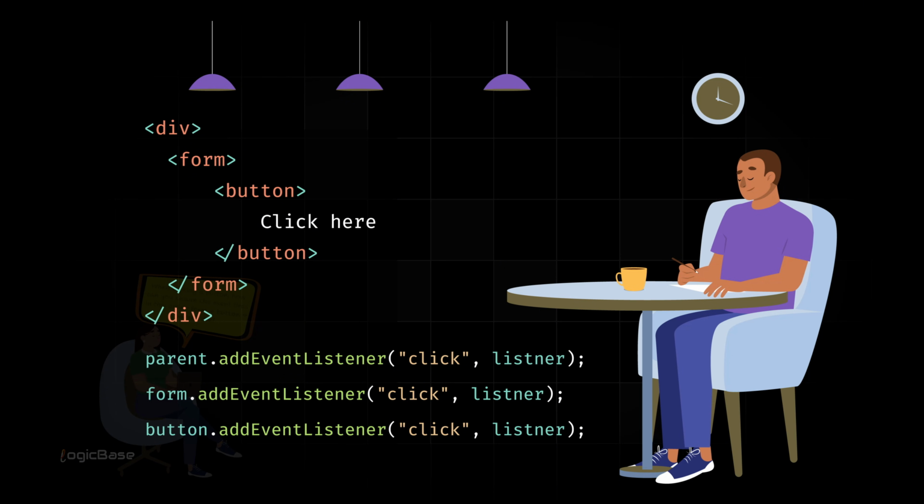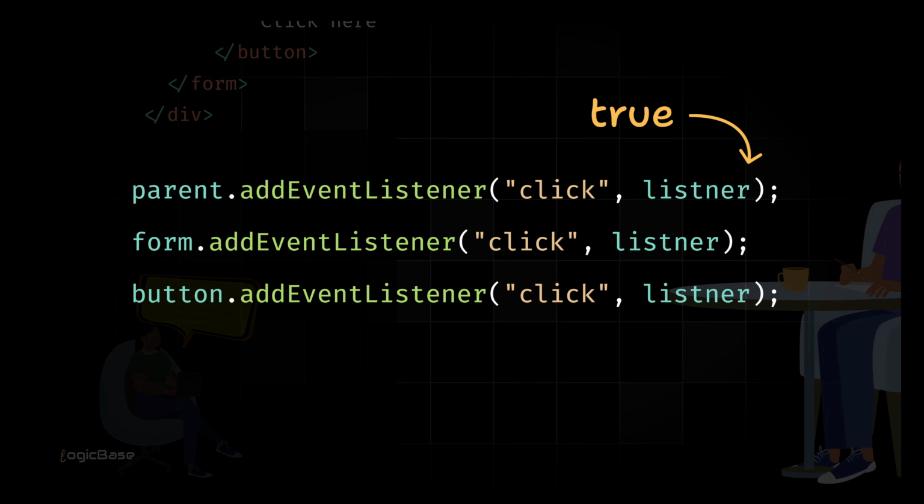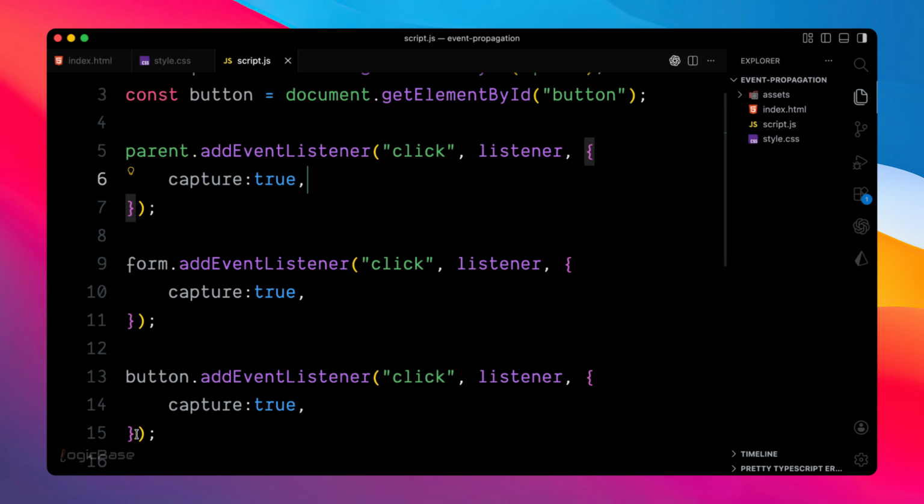Remember, if you set capture to true on all elements, then by default capturing will make the parent fire first, then the form, then the button. But we want the form first, button second, and parent at last. So setting capture to true on all won't work. You need to think step by step. Set capture to true only on the form's listener. Keep capture false on the button's listener, and also keep capture false on the parent's listener. If you set it up this way, the form fires first, then the button, then the parent.